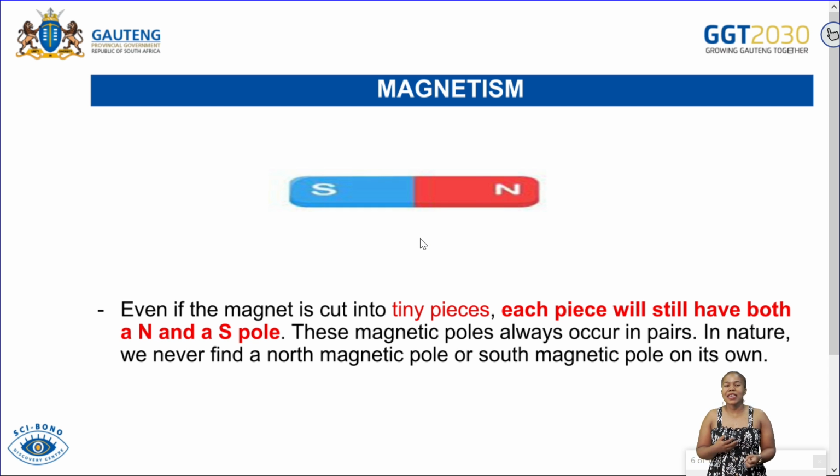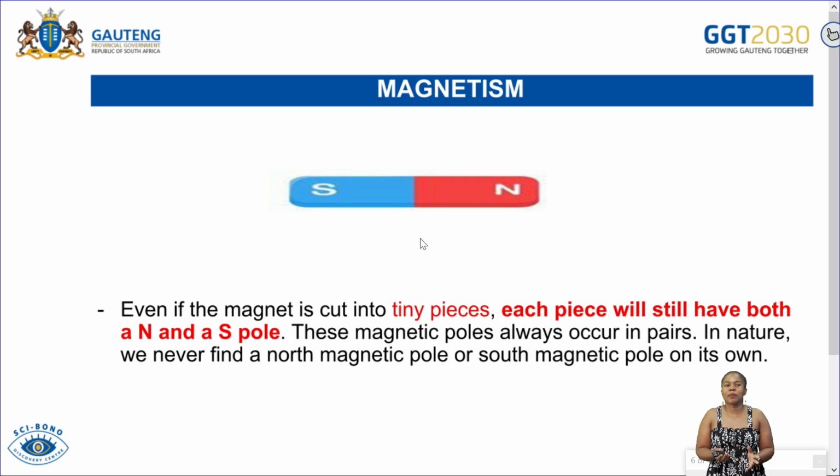Now, if we take this magnet and we crush it into tiny, tiny pieces, what you will see is that each and every piece will have a south pole and will also have a north pole. That is why even if the magnet is cut into tiny pieces, each piece will still have both poles, which is your north pole as well as your south pole.